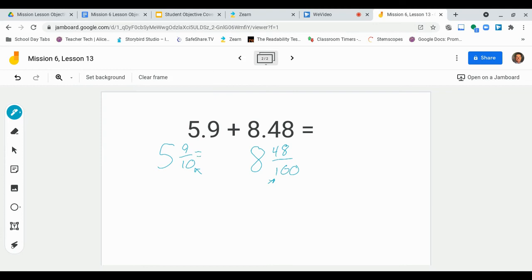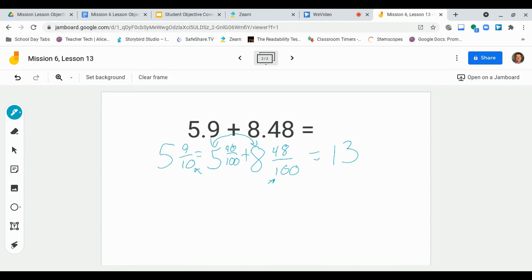So what does 5 and 9/10 equal in hundredths? Well, 9/10 in hundredths is equal to 90 hundredths. So again, 5 and 9/10 is equal to 5 and 90 hundredths. Now I can go ahead and add them. And I'm going to go ahead and add my whole numbers. 5 plus 8 equals 13 wholes.